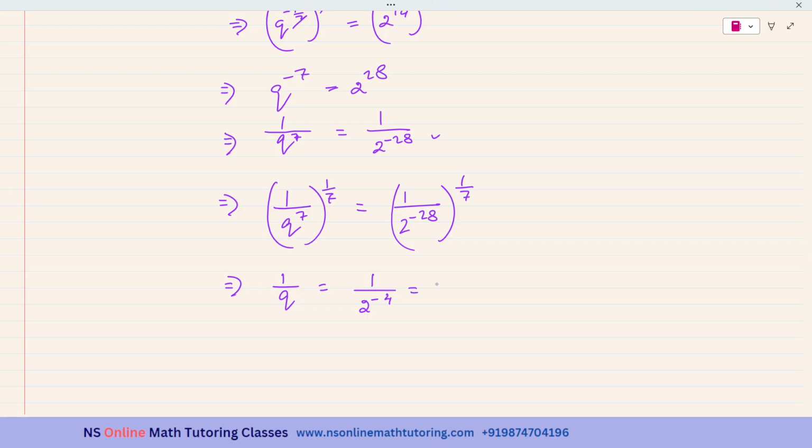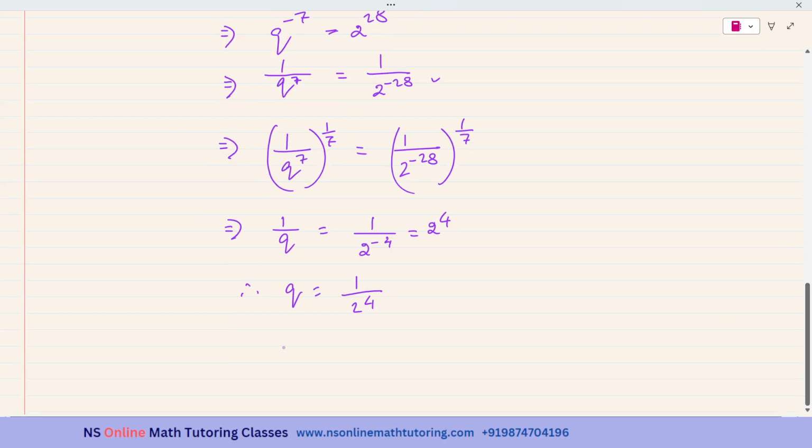Therefore, q is equal to 1 over 2 to the power of 4, or I can write this as q is equal to 1 over, don't read it as 24, it is 2 raised to the power of 4. Okay. Q is equal to 1 over 16.